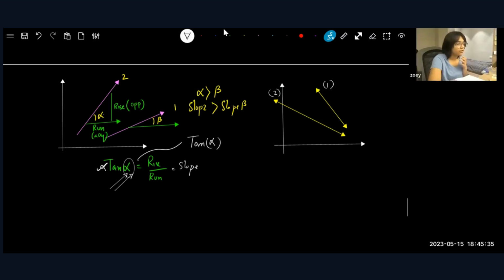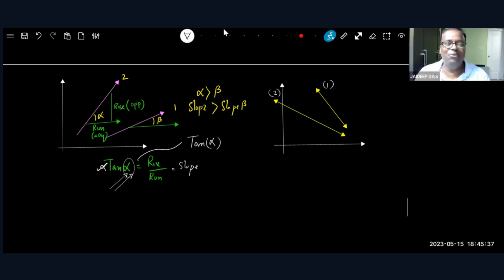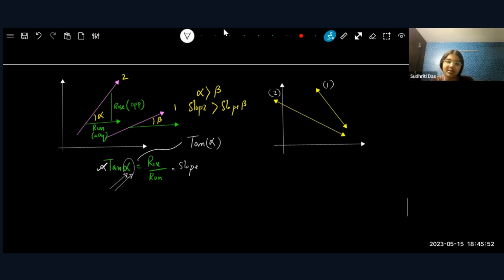1 has more fall, right? I want the answer with an explanation. You are going on the negative side, mind you. In negative, tell me, between negative 2 and negative 4, which is a bigger number? Negative 2.